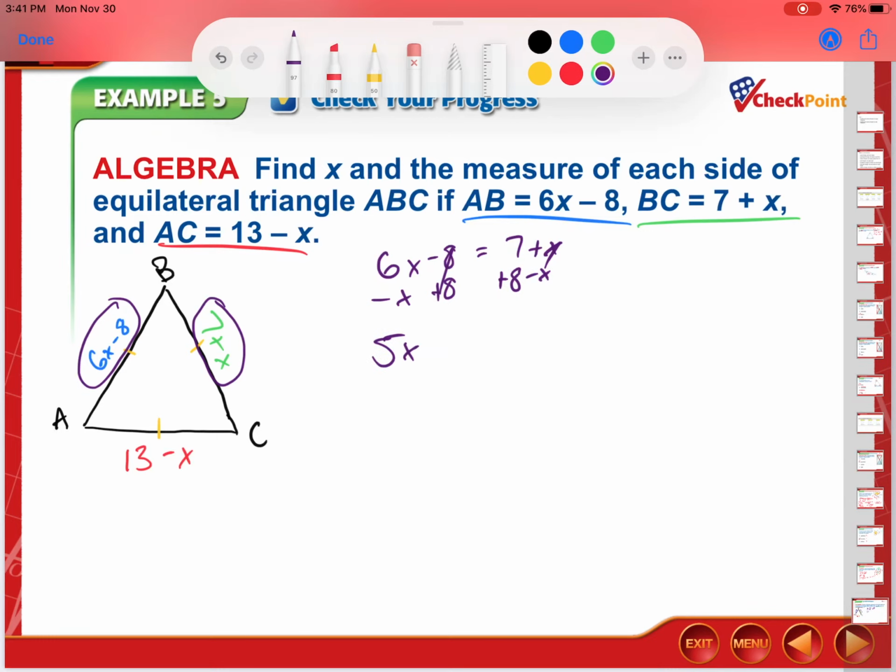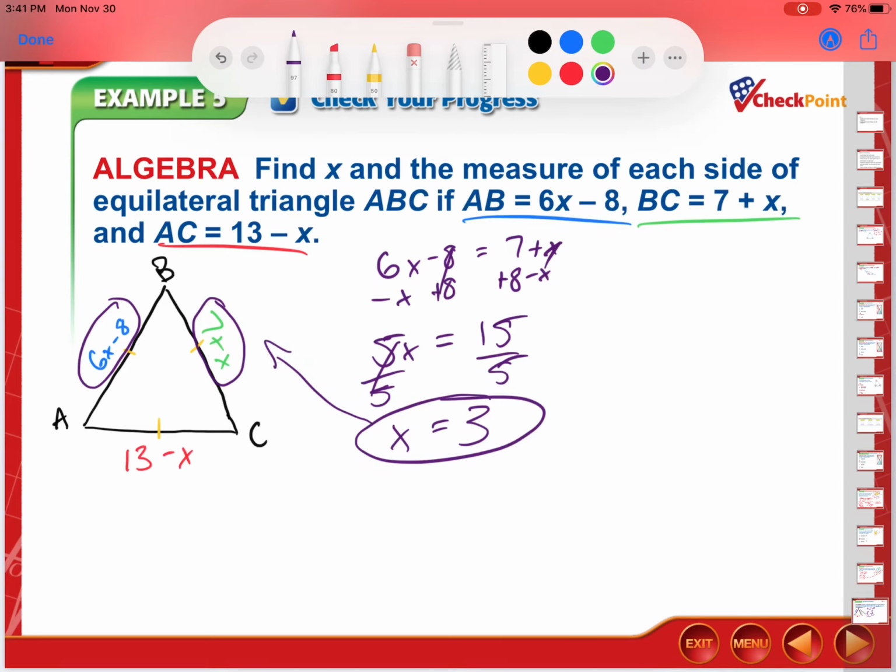So I'm going to go ahead and solve this. Minus x from both sides, minus 1x. Then I'm going to add 8 to both sides. So I'm left with 5x equals 15. I divide both sides by 5, and I'm left with x equals 3. Okay, and as before, we're not done yet because we have to plug this back in to all three sides.